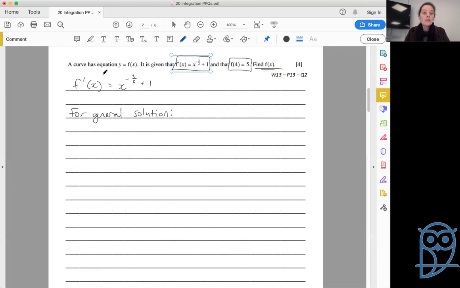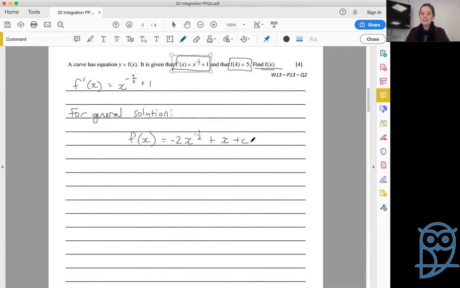If we are integrating from f dash, we're going to integrate to f of x. If we integrate one piece, we have to integrate the next. So x to the minus 3 over 2 becomes x to the minus a half because we've added 1. We then divide by minus a half, so we times by minus 2, plus constant times x. 1 times x is x plus c.